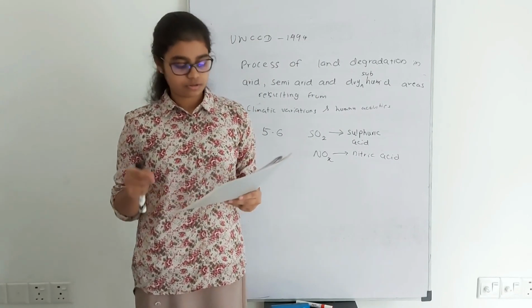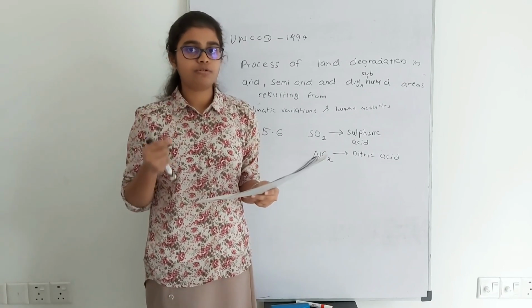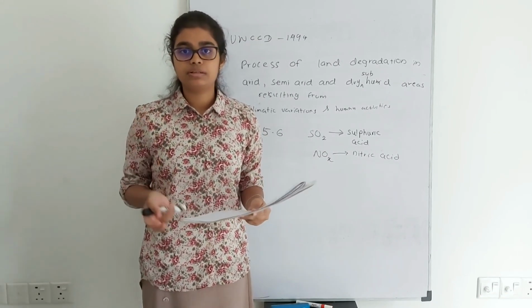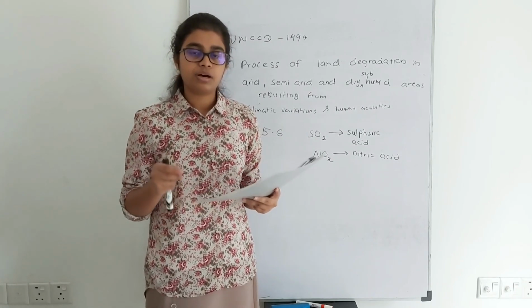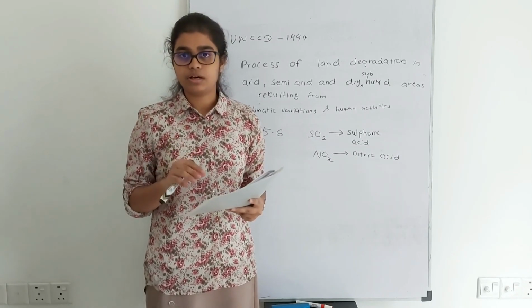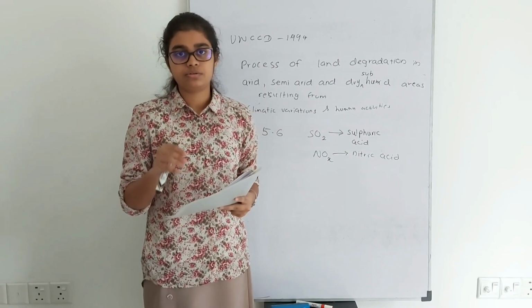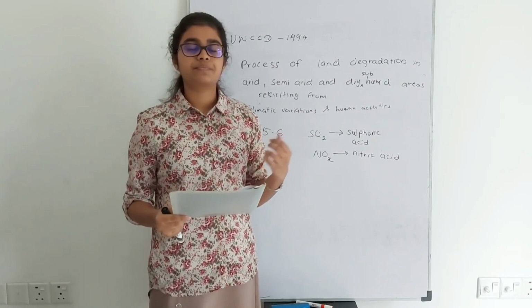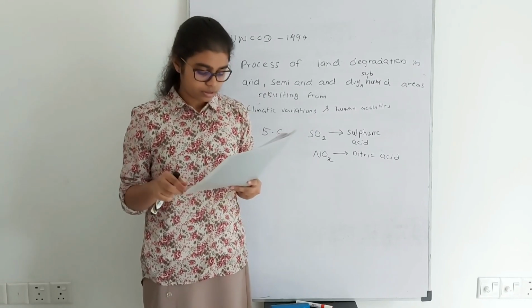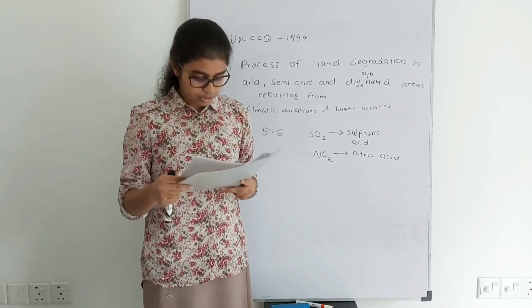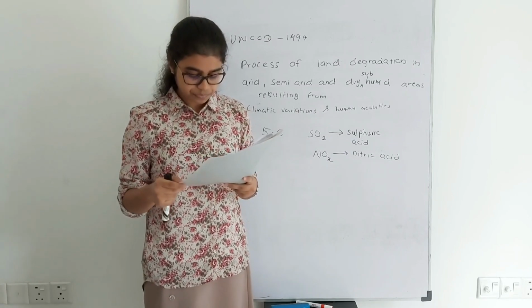These acid rains directly cause severe damage to buildings, building structures and marble statues. Marble statues are made of calcium carbonate, mainly calcium carbonate. So these calcium carbonates react with acids and they dissolve, causing the damages to these statues.